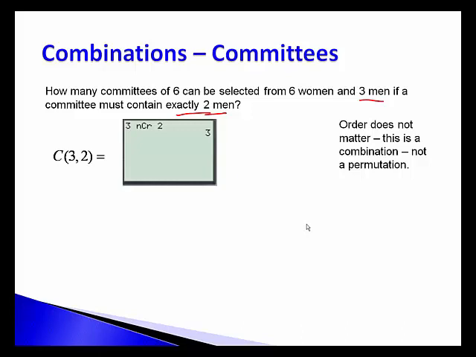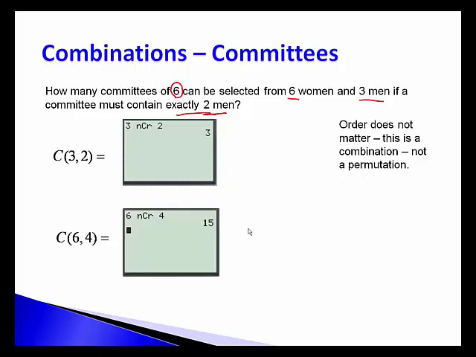The next piece is I need to select the women. Well, if the committee contains exactly 2 men, how many women does it contain? Well, it has 6 total, so 6 minus 2 would leave me with 4 women. So I need a combination of 6 women taken 4 at a time. Once again, when I do that on my calculator, here's what I get. You do need to know what to do with these two numbers. This is just like the car problem. You have 3 ways to select the men, and you have 15 ways to select the women. You need to multiply those together for a total of 45 different ways that committee can be selected.